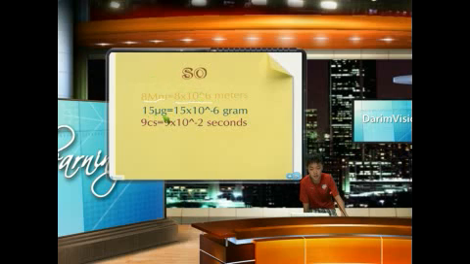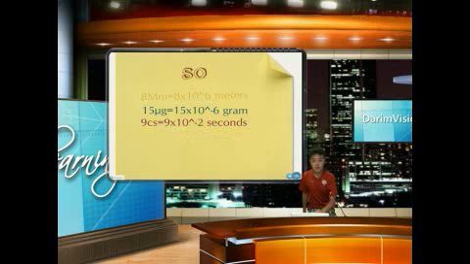And 15 microgram is 15 times 10 to the negative 6 grams, which means you have 15 micrograms, which is 15 times microgram itself, which is 10 to the negative 6th power grams. Same with 9 cs, which is centisecond. 9 times centisecond is 9 times 10 to the negative 2nd power seconds. Alright?